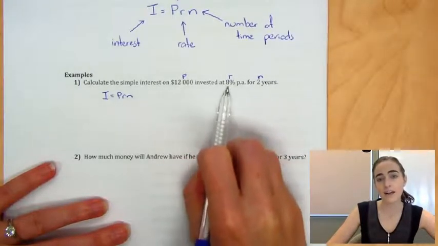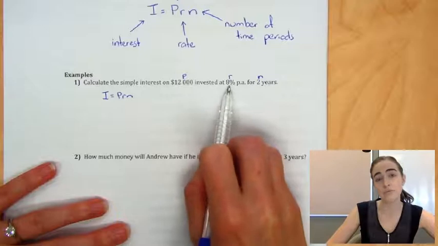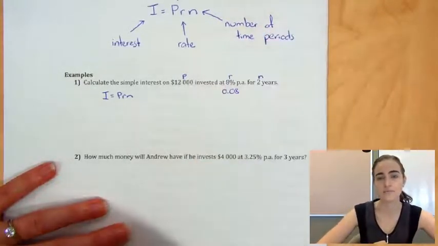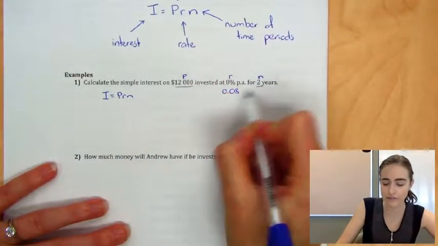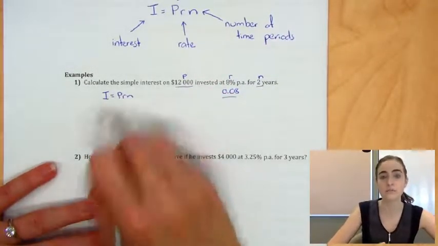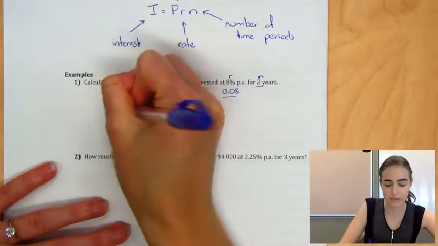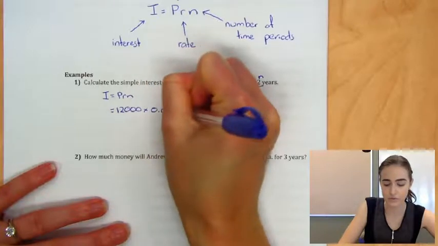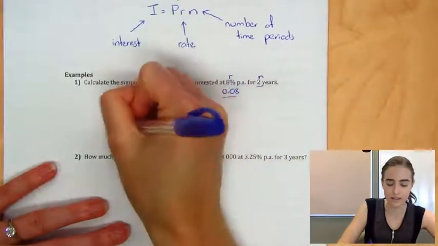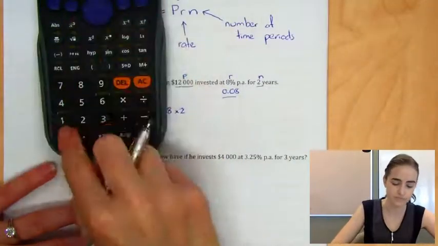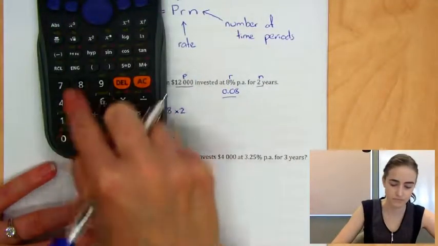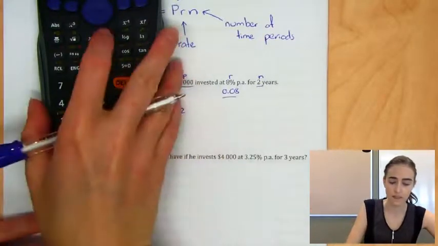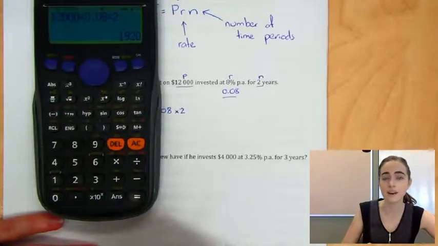Now when we write this rate in there, we don't want to write it as 8%, we want to write it as a decimal. So that's going to be 0.08. So now we have our three values. We're going to substitute those into our formula. So we're going to have 12,000 times 0.08 times 2. And if we pop that in the calculator, we'll end up with 1,920.